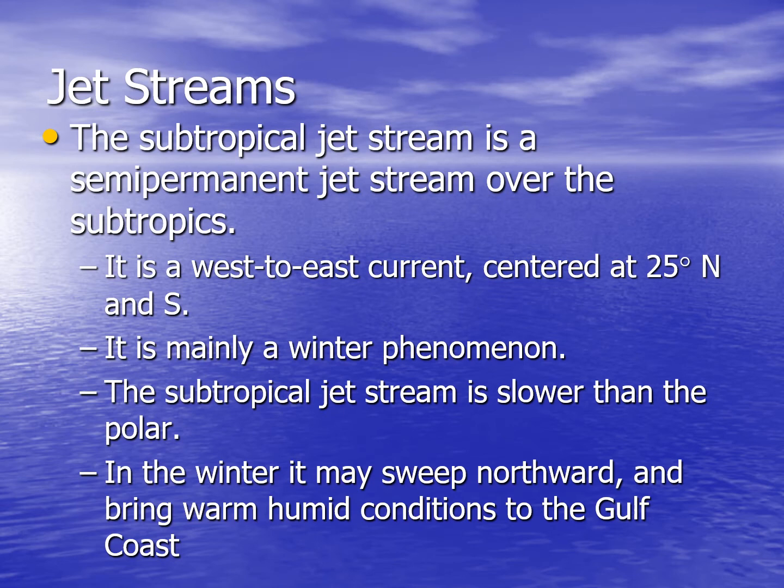So the subtropical jet, this one's not as prevalent, but it is a semi-permanent jet stream over the subtropics. It is oriented west to east, centered at around 25 degrees north in latitude. And again, both of these jet streams also occur in the southern hemisphere. We're just going to focus on the northern hemisphere. So the subtropical jet is mainly a wintertime phenomenon. It tends to move slower than the polar jet stream. In the winter, it may occasionally sweep northward, bringing warm, humid conditions to the Gulf Coast.